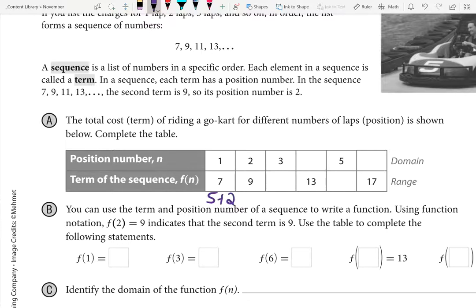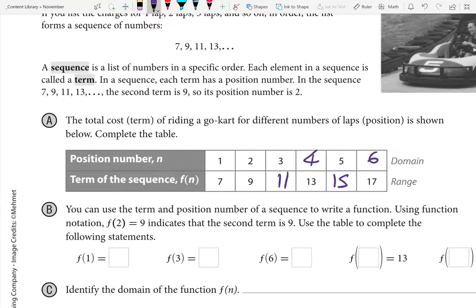lap. And then if you want to do 2 laps, you're paying $9 because you're paying $5 for the license, $2 for the first lap, and $2 for the second lap. If you go for 3 laps, you're going to pay $11 because you're paying $5 for the license and then $2, $2, and $2 for each lap, making your total 11. As you increase, you're adding essentially $2 every time, because every additional lap you go, you pay another $2 for that lap. So the 4th lap or 4th term will be 13, the 5th term will be 15, and the 6th lap would be 17.